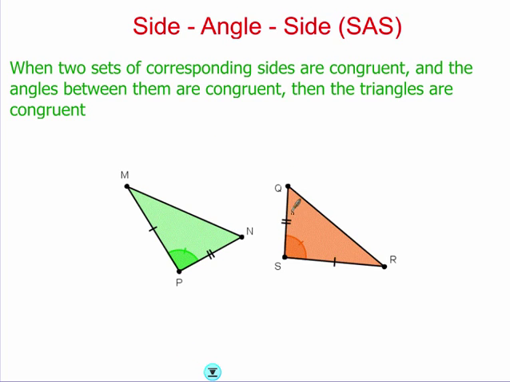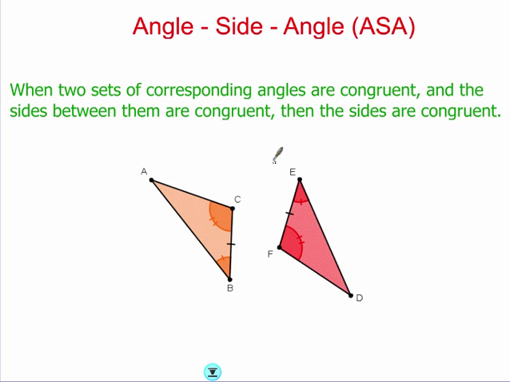So if I can show two sides are congruent and the angle in between is congruent, then I can show that the triangles are congruent. Our third postulate is angle side angle. So we just did side angle side, now we're going to do angle side angle.